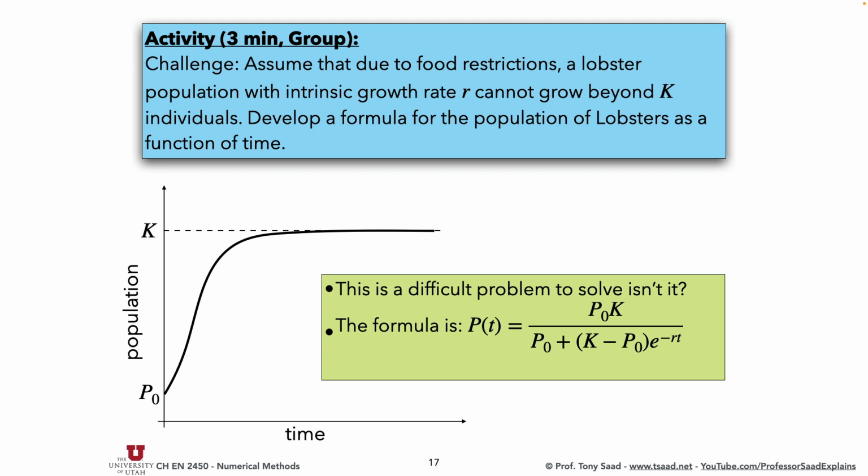Now, think about it: you have k minus P0 over here. It gives you that difference from P0 to k, right? Now, as t approaches infinity, this becomes vanishingly small, so almost 0. So you get P0 k over P0, which is k. So indeed, as time approaches infinity, this formula does flatten out at k. But how did I obtain this formula?